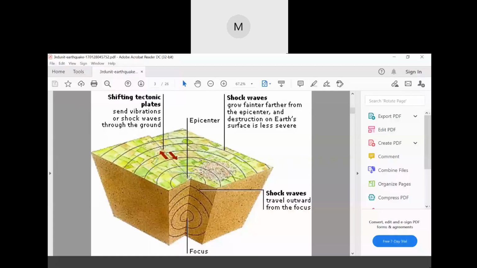Now at the epicenter, the shock waves are very high. That means you will feel the maximum amount of shaking or vibration. Then eventually towards the end, it will lessen.